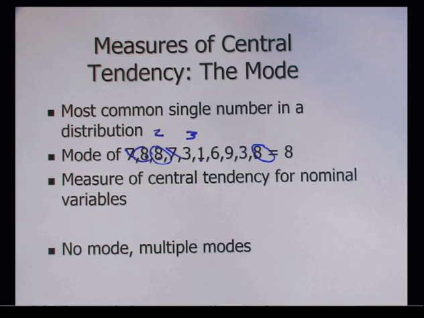Now, this is a good measure of central tendency for nominal variables because if you have something like hair color, all you can do is count and go, okay, the mode would be brunette. That means it's the most common hair color. So mode is a really good option for nominal variables. Median and mean do not work for nominal variables, so keep that in mind.